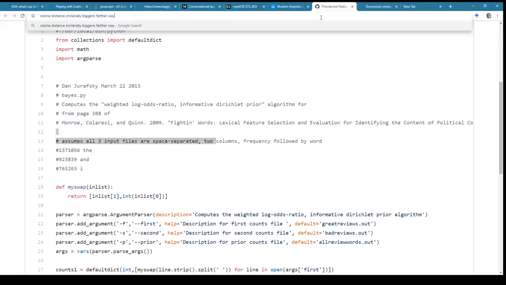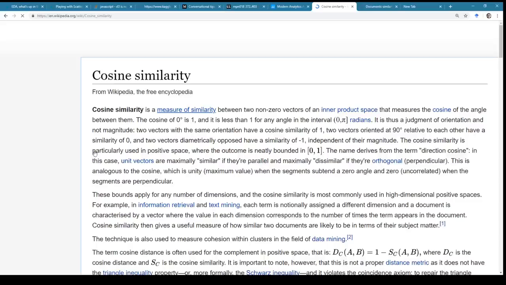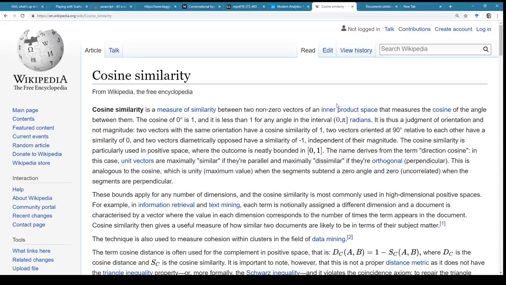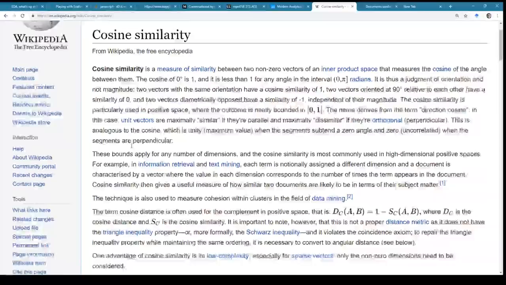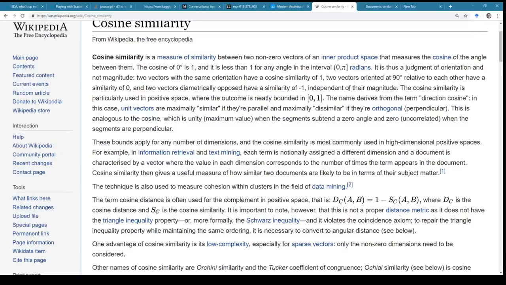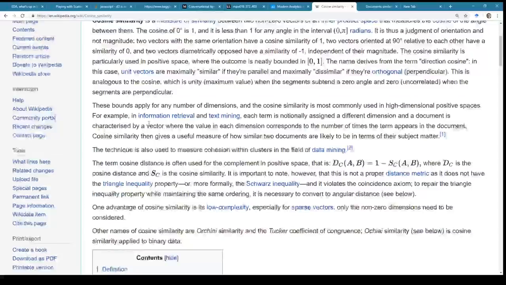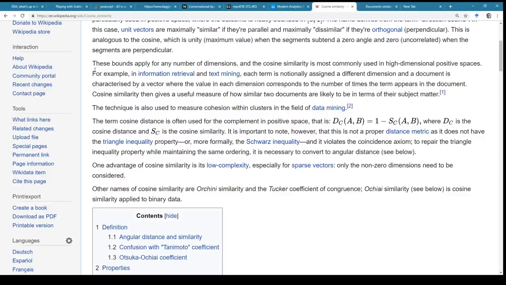All right. Cosine similarity is the measure of the cosine of the angle: the cosine of 0 degrees is 1, and it is less than 1 otherwise. It is a judgment of orientation, not magnitude. Diametrically opposed vectors have a similarity of -1, independent of their magnitude. Cosine similarity in positive space is neatly bounded between 0 and 1.